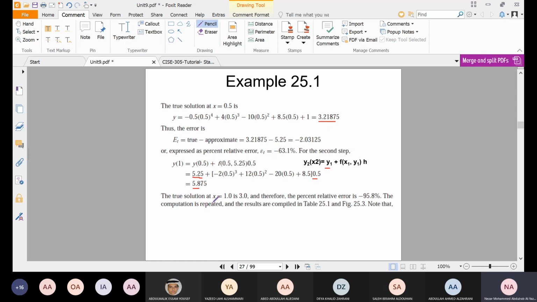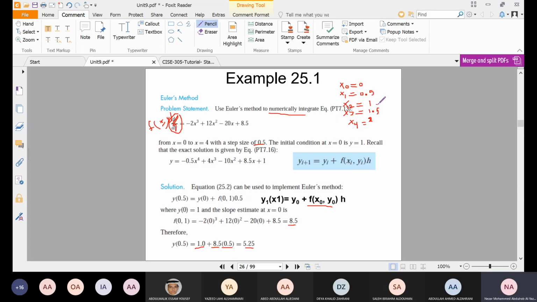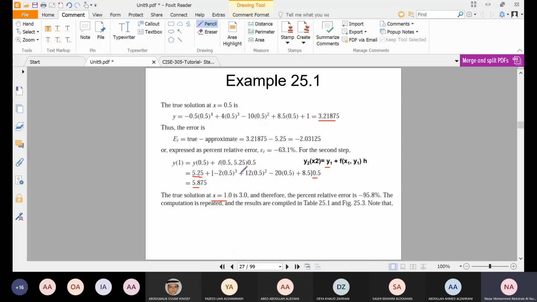So the true solution when x equals 1, because at y2 we have x equal to 1. If you remember, at x2 the value of x is equal to 1. So here the true value, or the exact solution, when x equals 1 is 3, while the estimation error is minus 95.8.